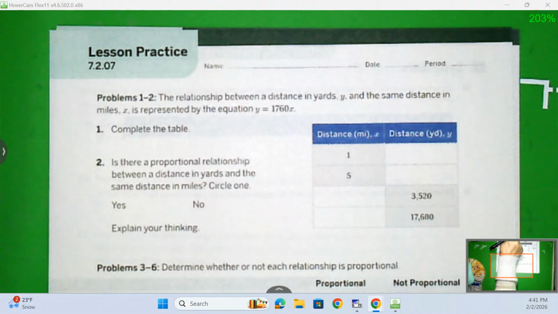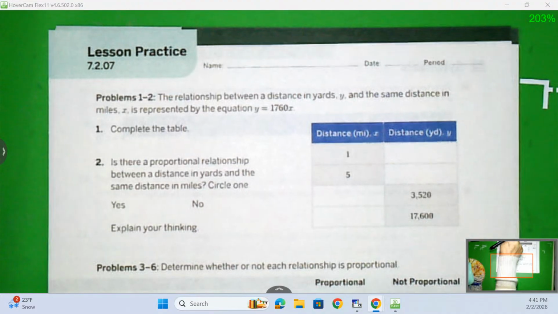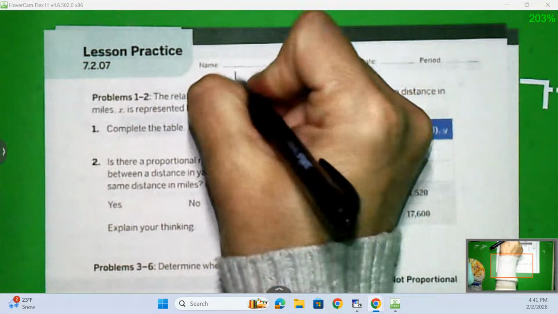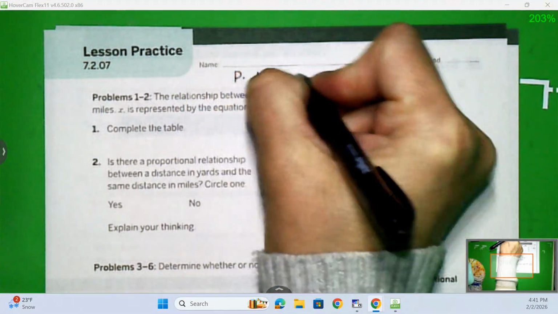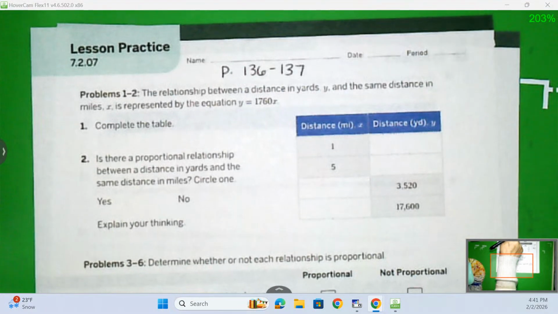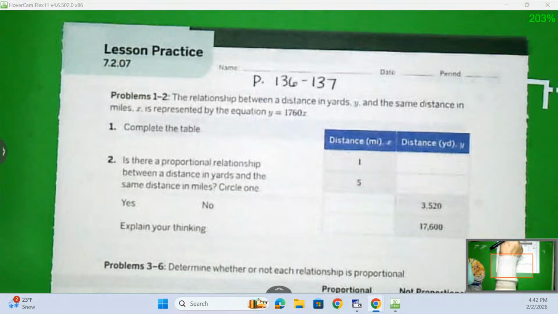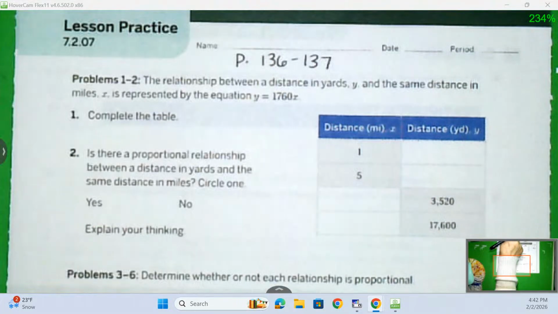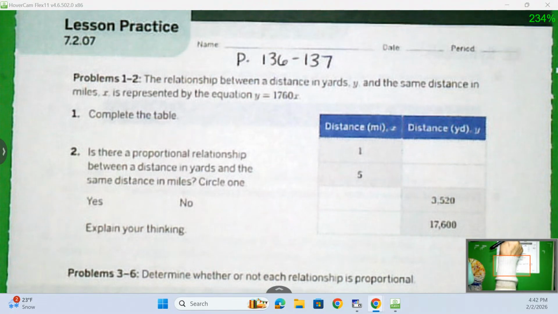Okay, this is lesson practice 7, which we are going to do once we're done with completing these on our journal pages. These are pages 136, 137. You will be entering your answers in Schoology under Amplify Desmos so that you can earn credit for it. But we're going to work in our journals and then enter our work in the app.